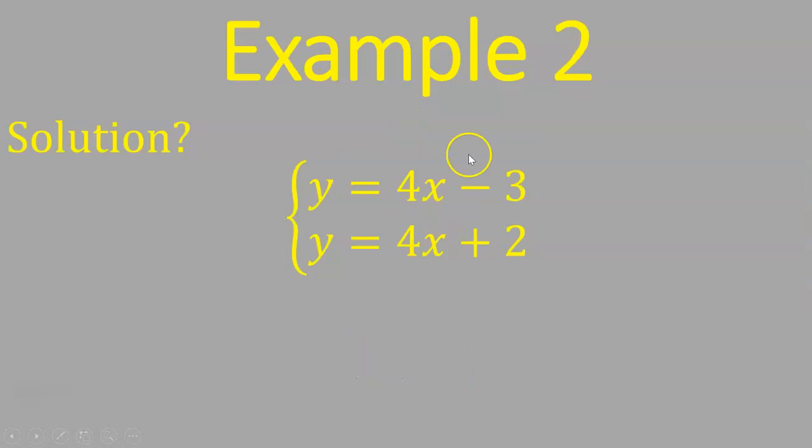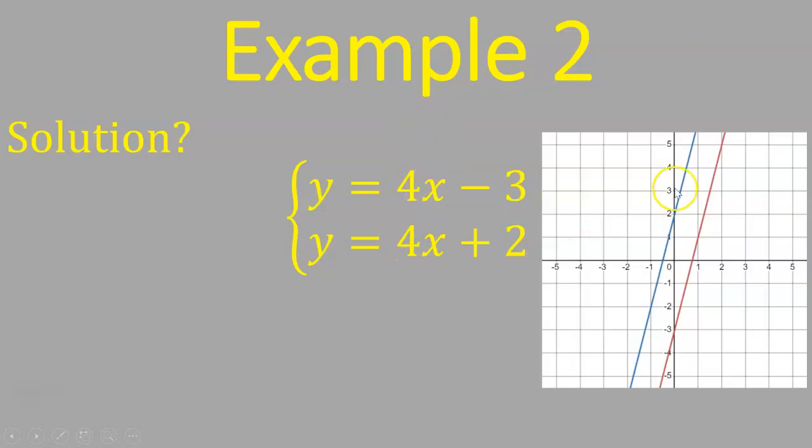A second example, notice these have the same slope, so therefore they are going to be parallel, and there's no position. There's nowhere it is blue and red at the same time, so there's no solution for parallel lines.